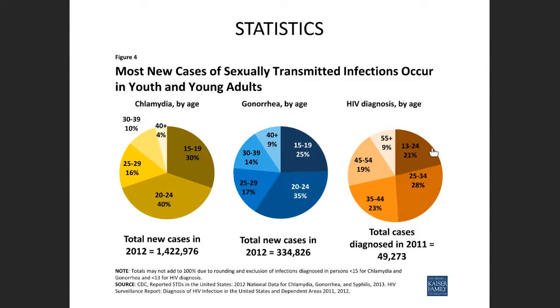HIV, between 13 and 24 years of age, 23%. Then you have the 25 to 34 years old, which are young adults, 28%. That's the highest, young adults. And then you have 35 to 44, 22%. It's good. It decreases also with age.